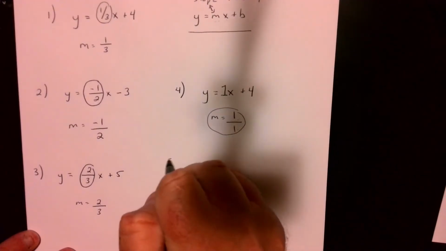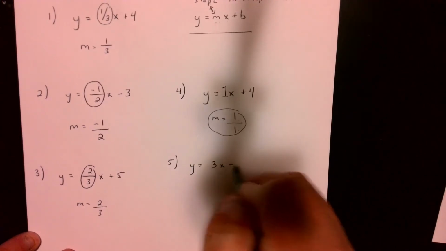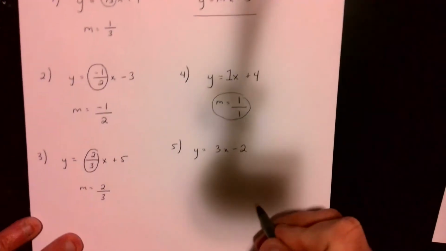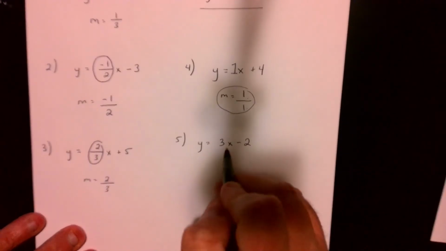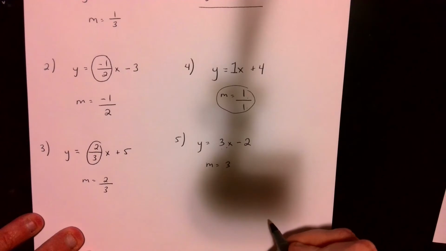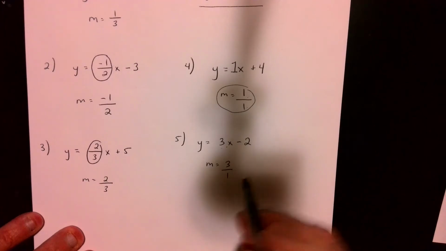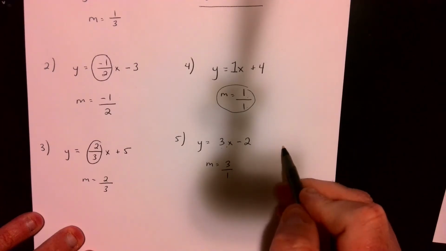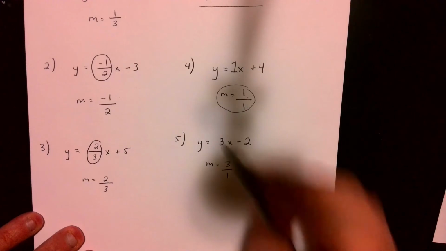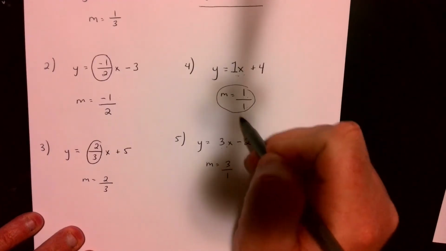That's the same situation if we have y equals 3x minus 2. Our slope sits right in front of the x, so our slope in this case is 3. But if we want to turn that into a rise over a run, we simply put it over 1. So our slope would be 3/1. Up 3, right 1, up 3, right 1. So when it's just an x, there's a 1 in front.